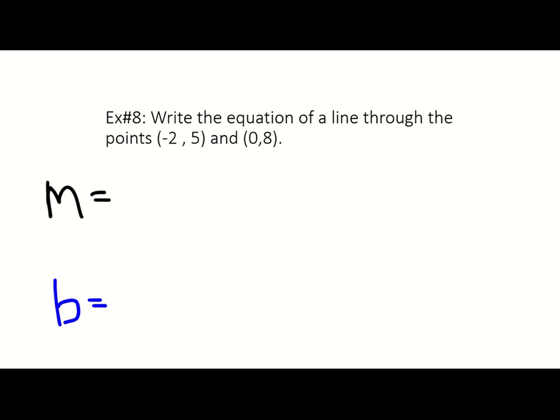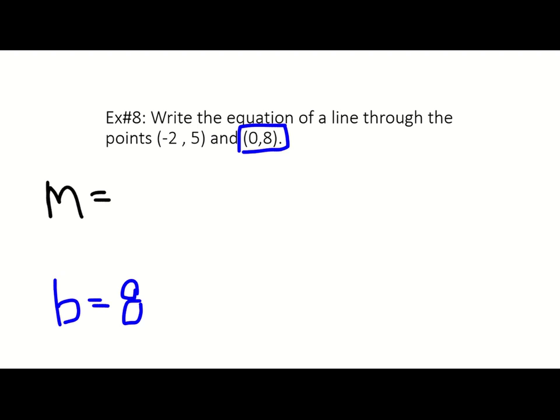So I'm going to start by asking myself if one of the points is the y-intercept. It's written (0, a number). And I see that the second point, (0, 8), would be my y-intercept of this equation. So I know that b is 8 since that's the number following 0 in the point given.